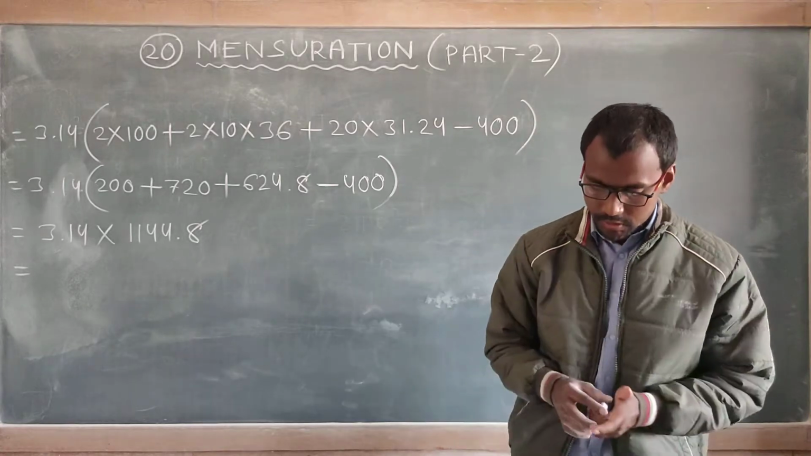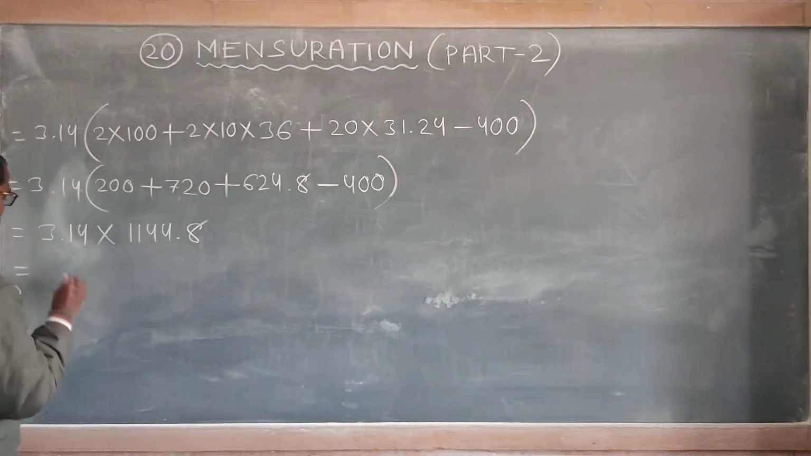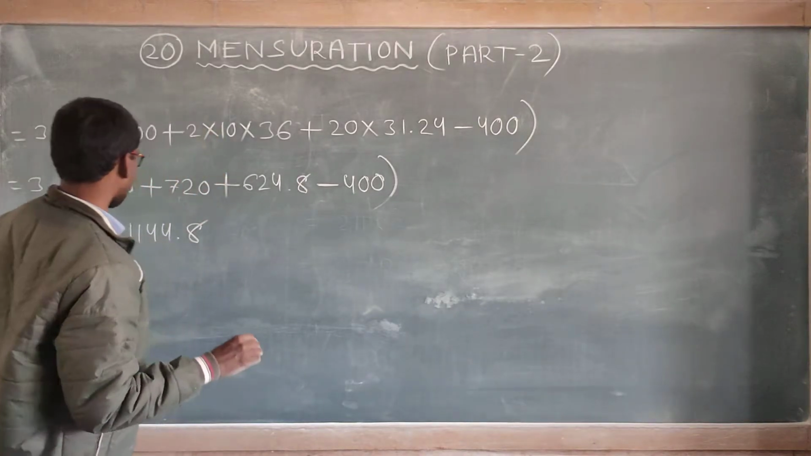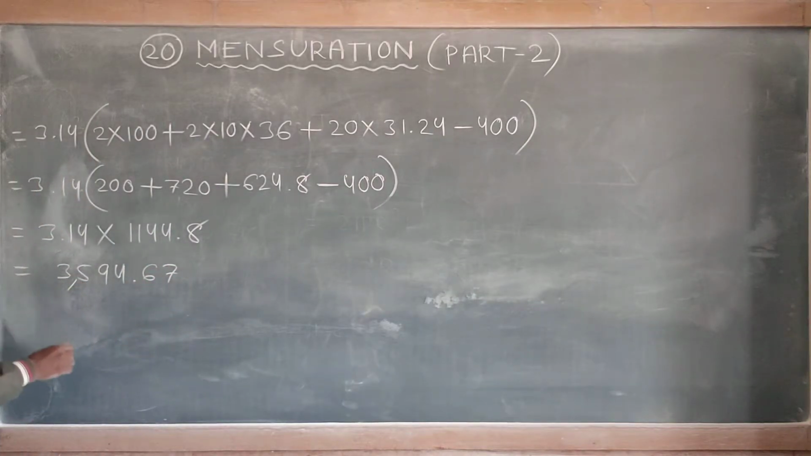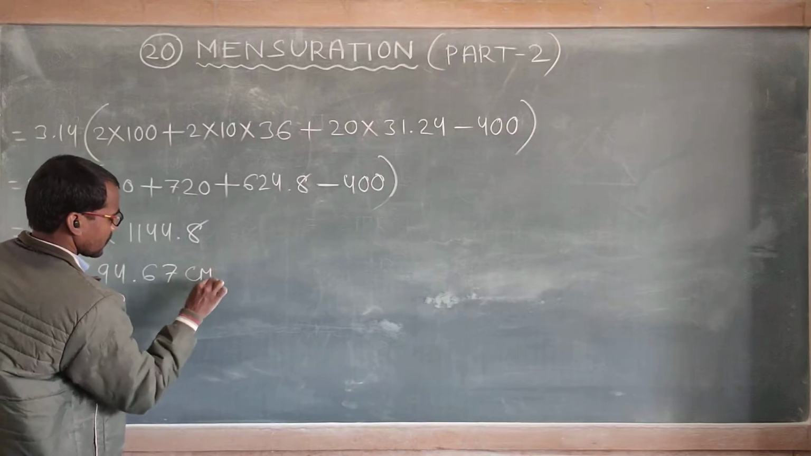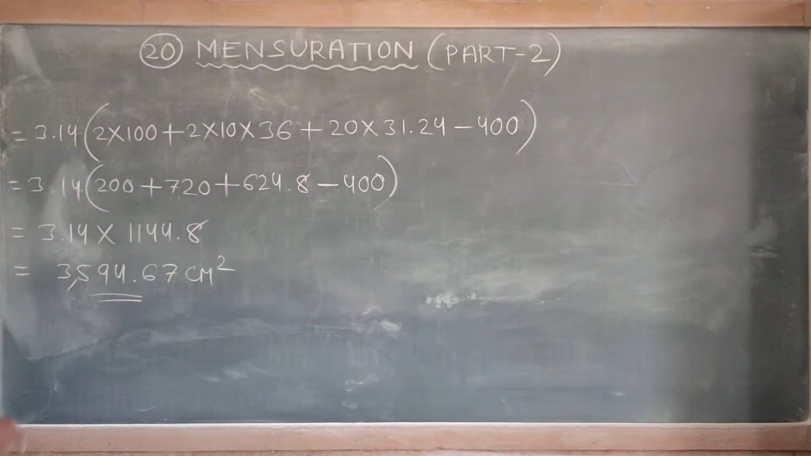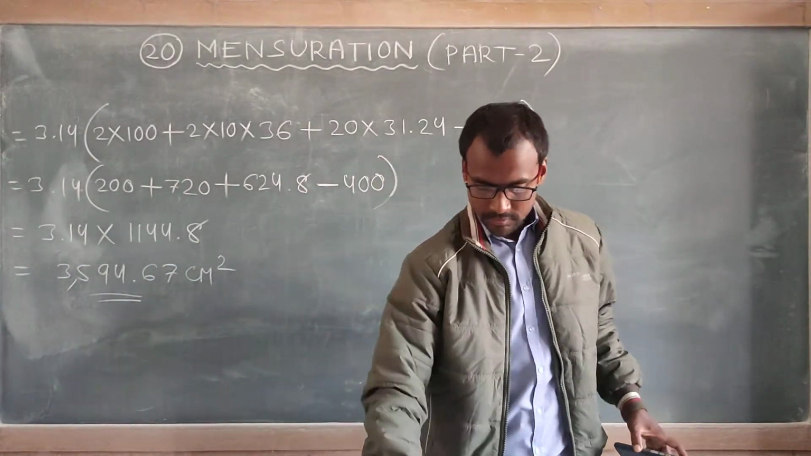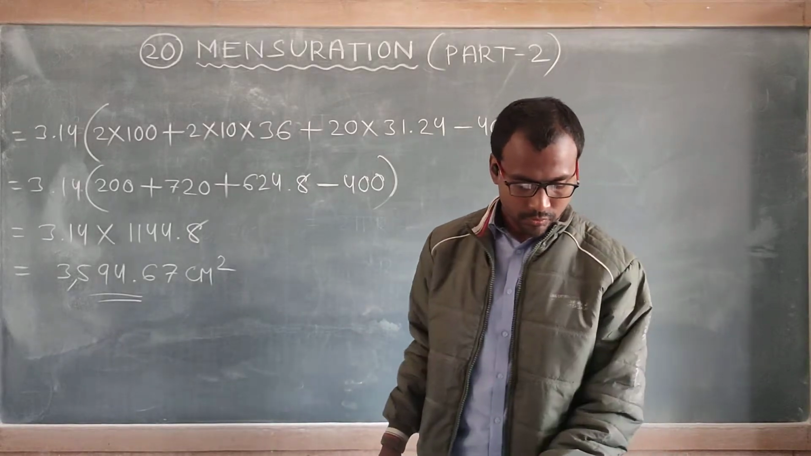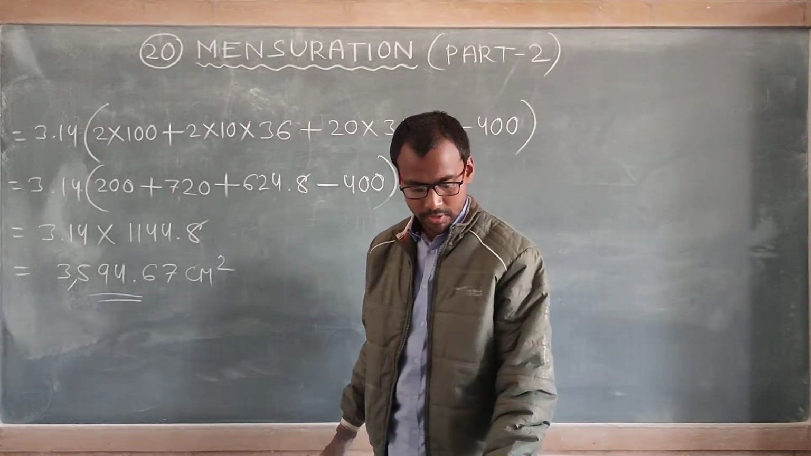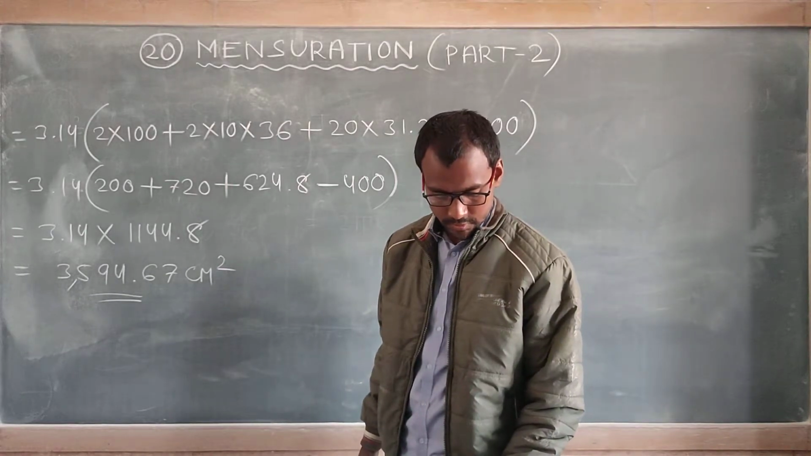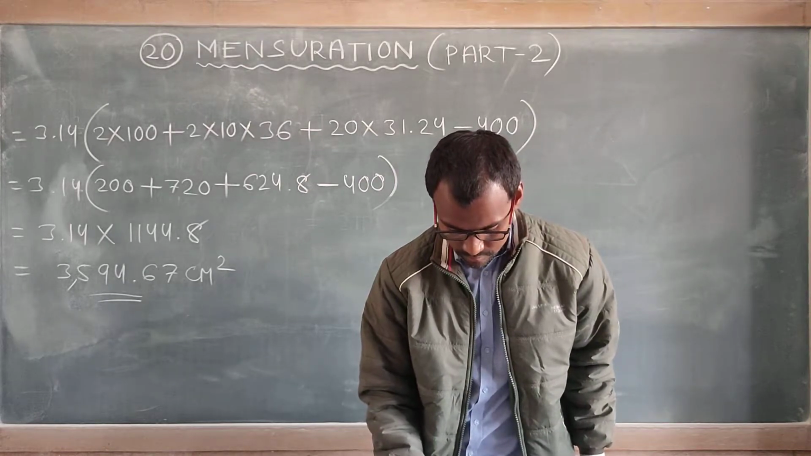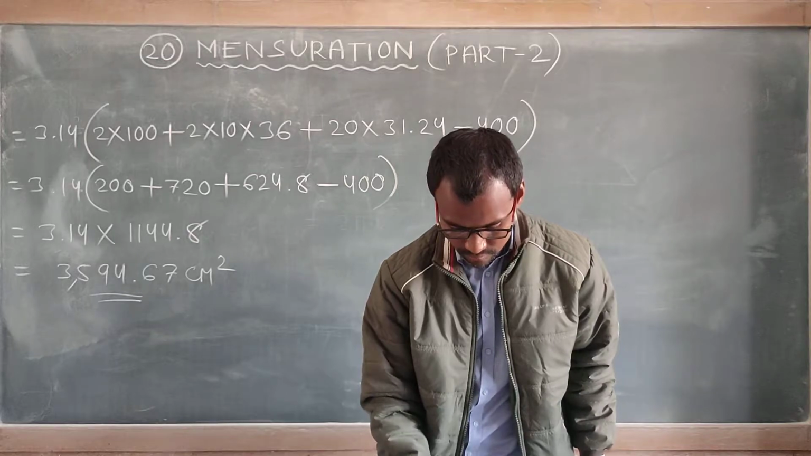1144.8 into 3.14 is equal to 3594.67 square cm. So this is the total surface area of the toy: 3594.67 square cm. Okay. Next, move to question number 12.